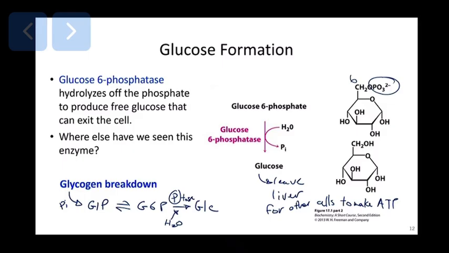Right, and your liver, it's a fairly big organ, but there's not that much glycogen in it, right? It will be able to supply some glucose, but then when the liver eventually runs out of that glycogen, that's when gluconeogenesis can kick in and can help make glucose for the rest of the body.